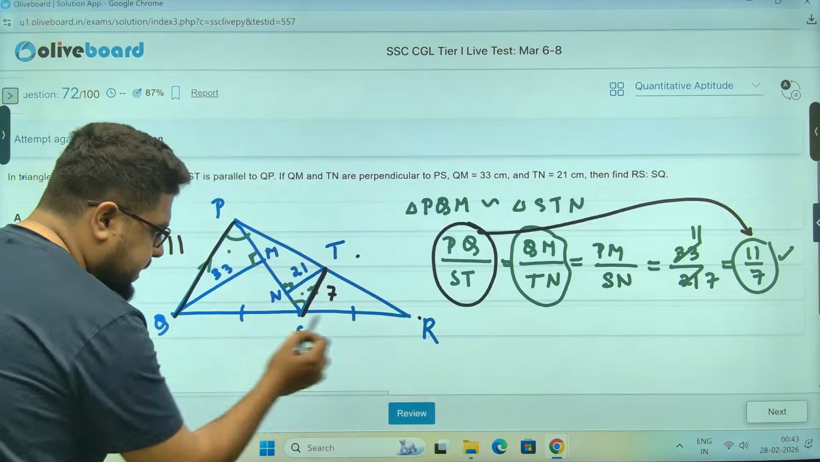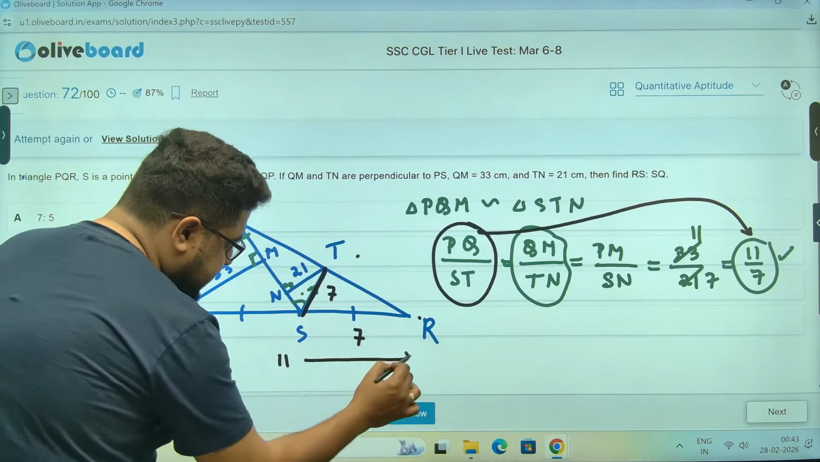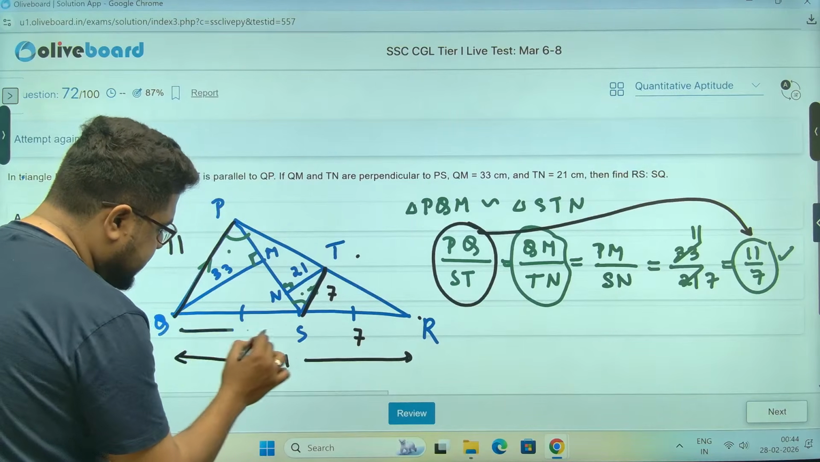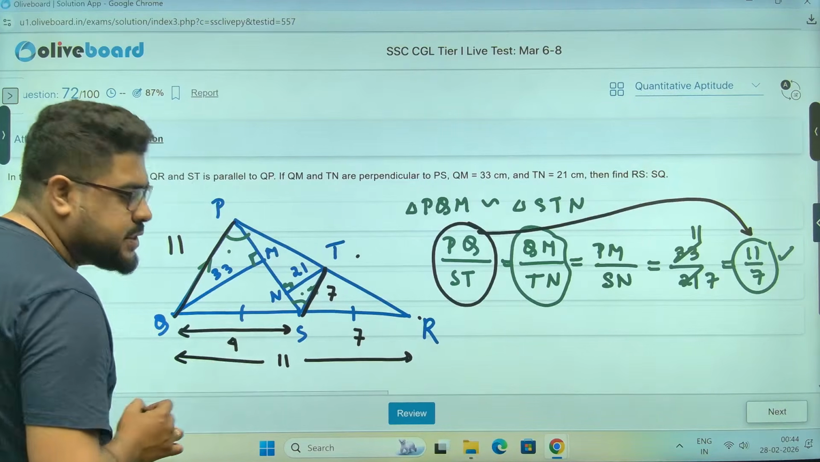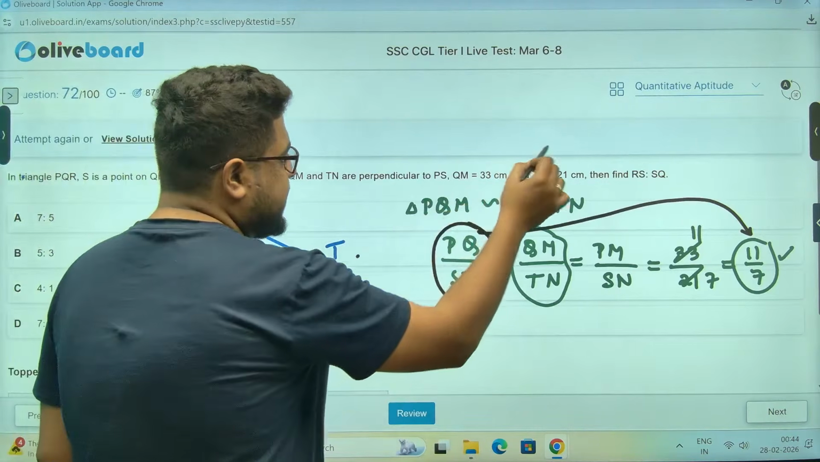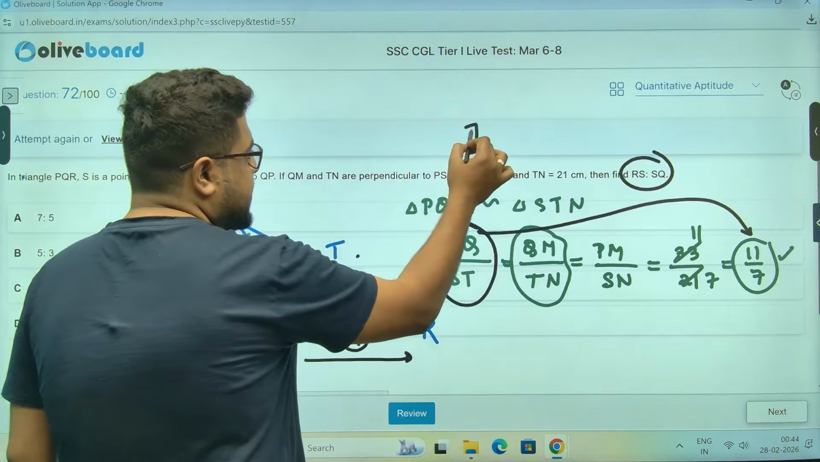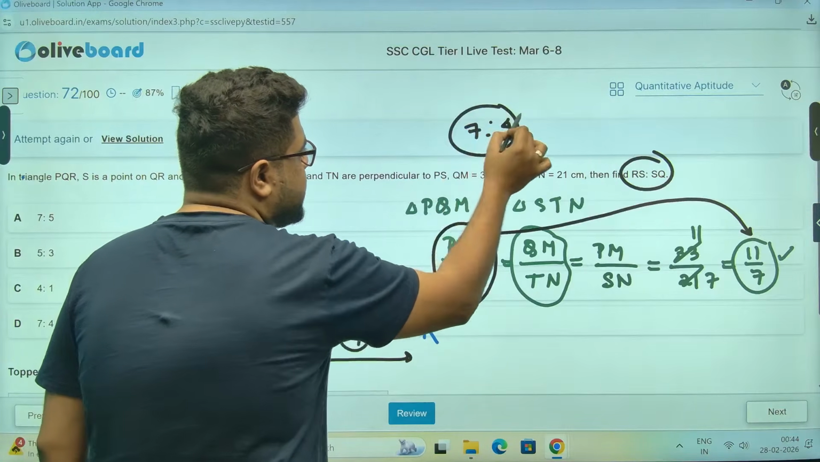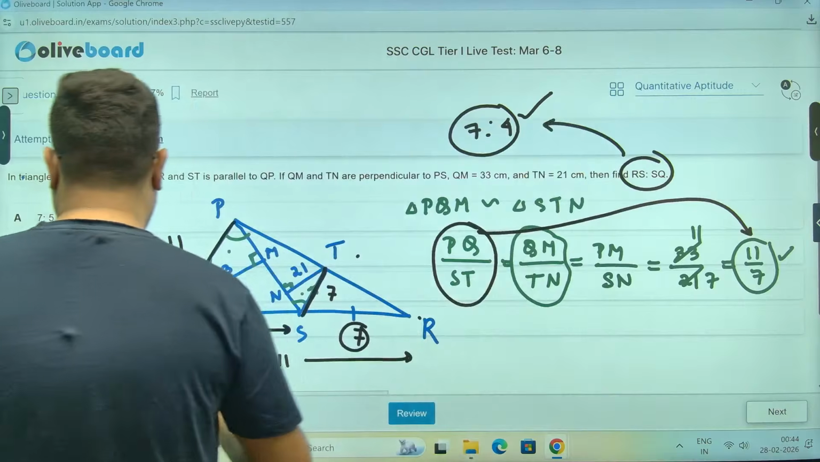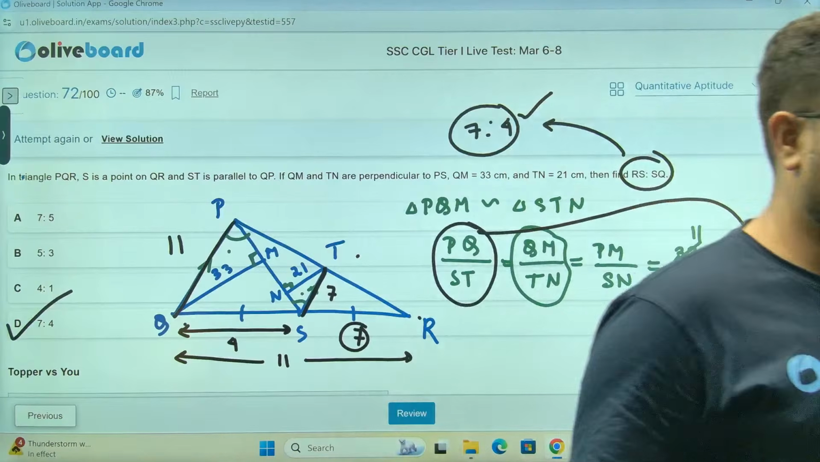Meaning in this category as well, if this is 7, this whole thing is 11. So this small thing is 4. So QS and RS, whatever RS is to SQ: RS is given as 7 and SQ is given as 4. That's my answer, sir. That's the answer, option number 4.